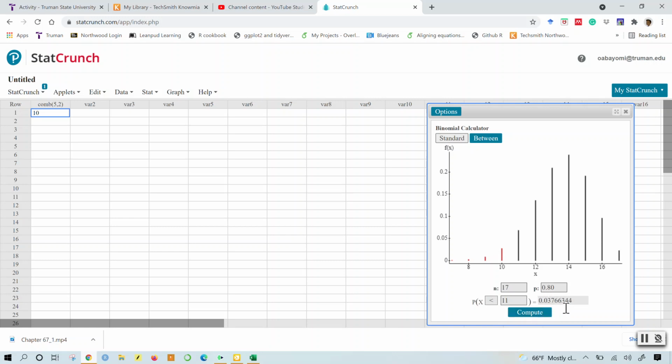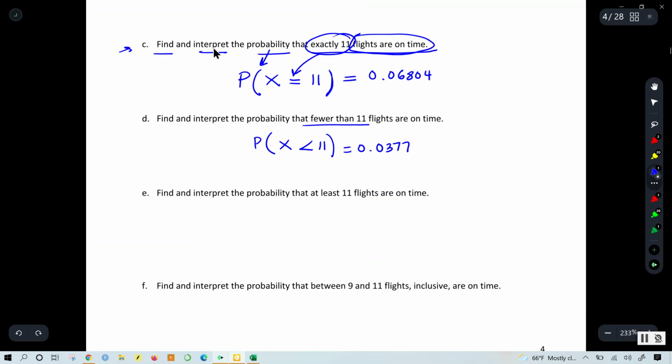If you like, you can check: 0.0377. So at this point, we might observe that it is not just going to be find, we're also supposed to interpret the probability. Well, to interpret the probability, we look at this example here. You will observe that this is about 6.8%. So 6.8% would mean 6.8 out of 100, or approximately 7 out of 100. So this interprets to mean that in 100 trials of this experiment, it is expected that about 7 will result in exactly 11 flights being on time.